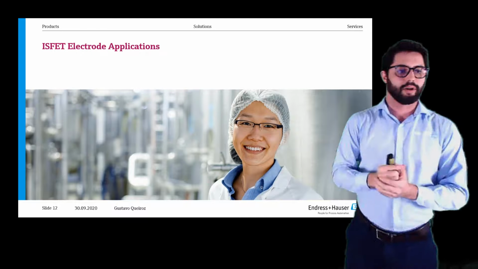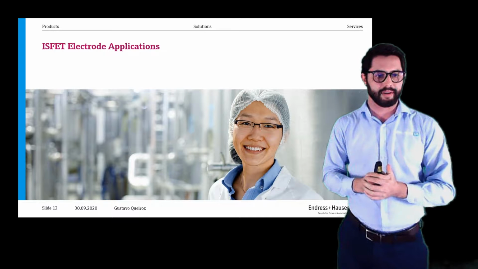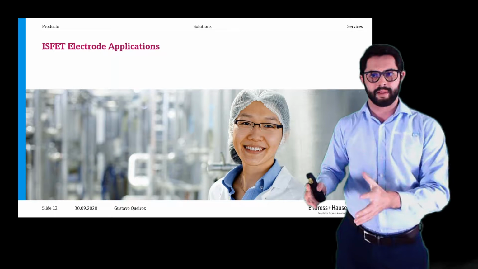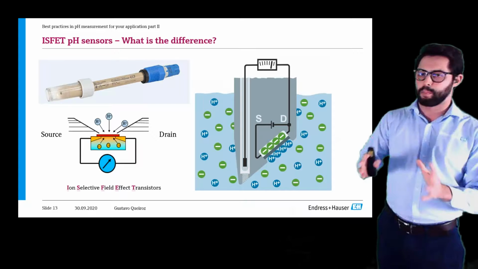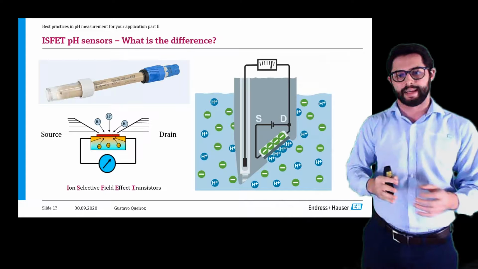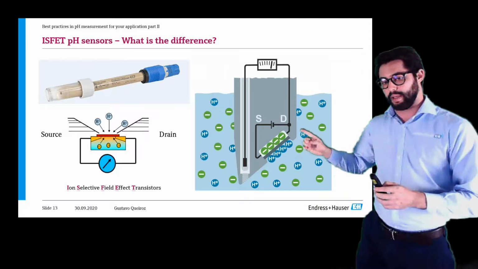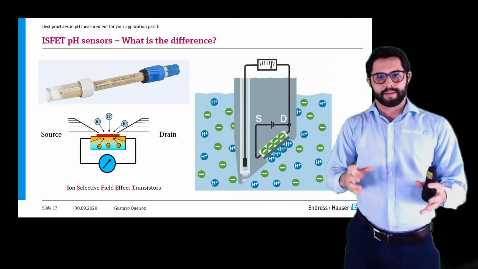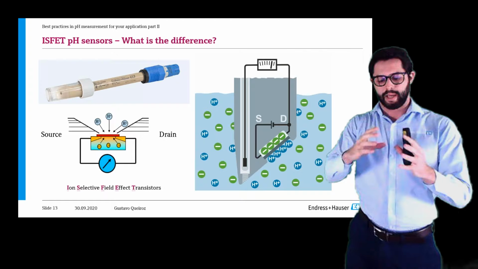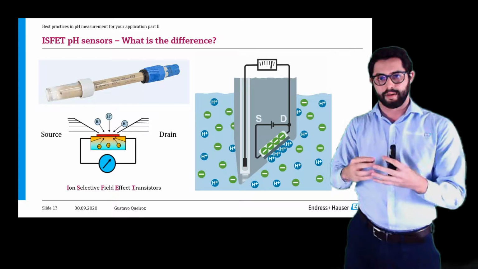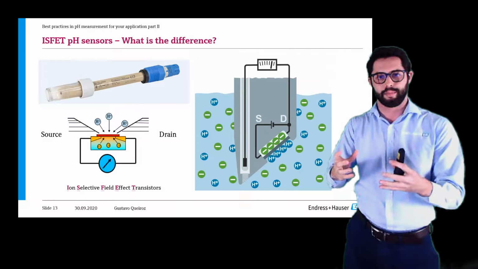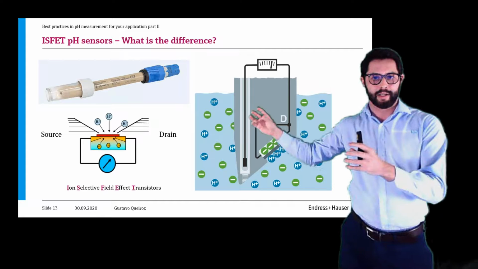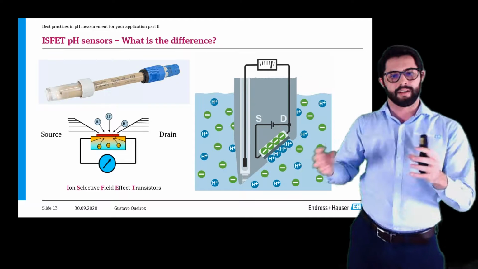Awesome. Let's go to the second part of our pH versions. The second one is called the ESFET electrode, and here we can see a couple of differences compared to the standard glass electrode. The main difference is how the sensor actually works. When you have a glass electrode, you have a selective glass membrane which is exposed to a chemical reaction, getting H+ ions from the outside, bringing them to the inside, and vice versa.